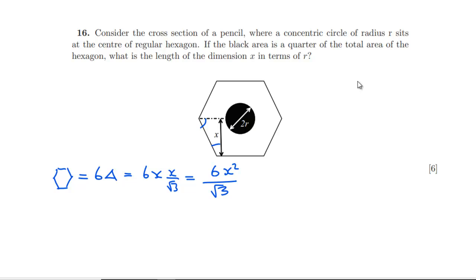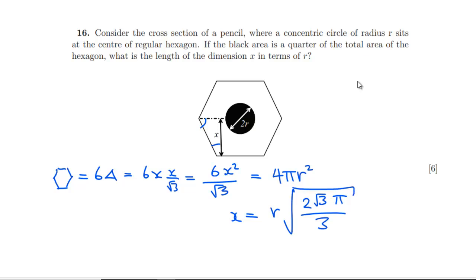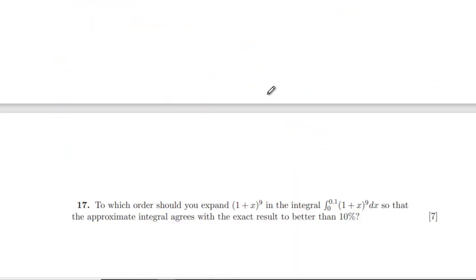And that was equal to what? That was equal to 4 lots of the black area. So that's going to be equal to 4 lots of pi r squared, because we've got a diameter of 2r. And we need to get x in terms of r. Right, okay, so x is going to be equal to, well, we're going to have the r on the outside because we're square rooting it. We're going to have a 2 root 3 pi and then a 3 on the bottom. So that was fine. Maybe I'll do one more in this video.